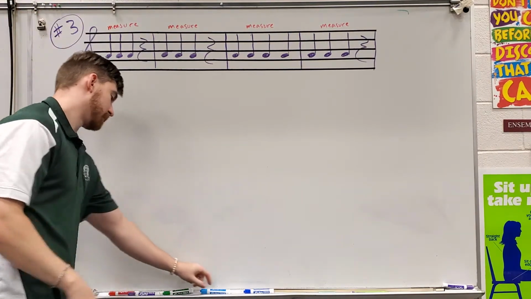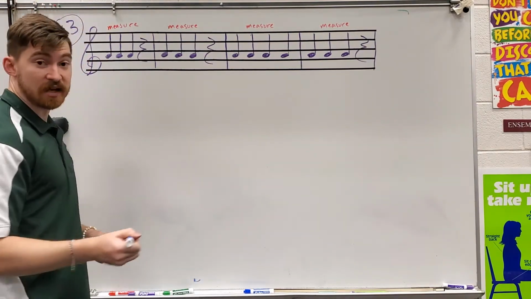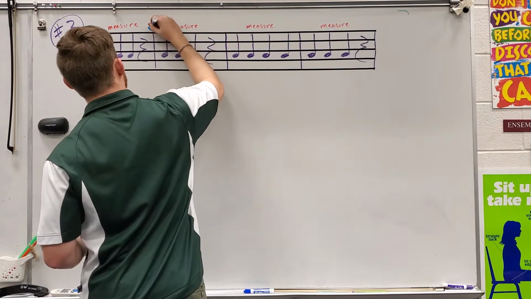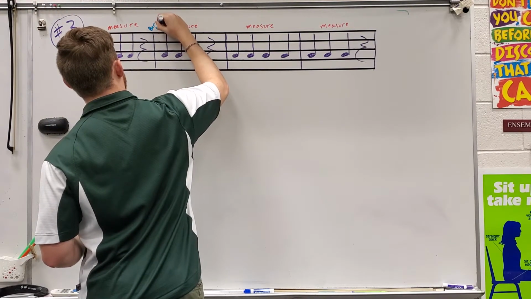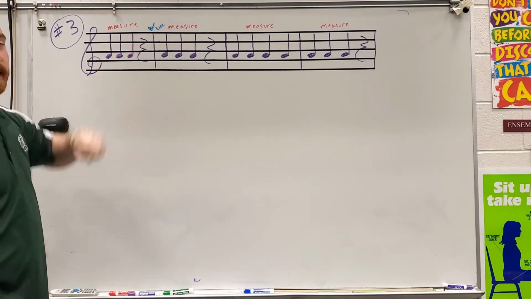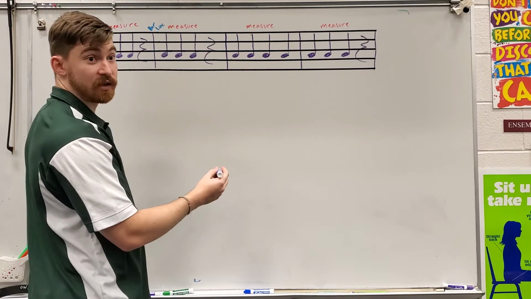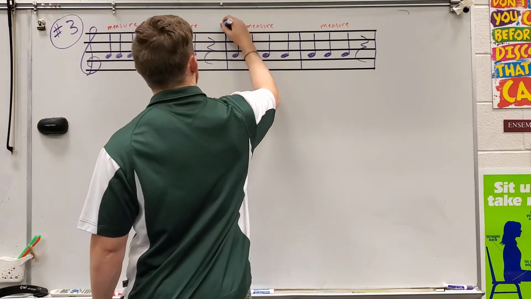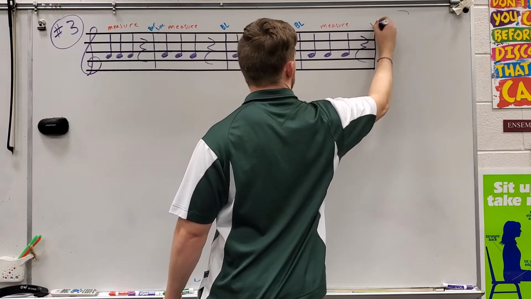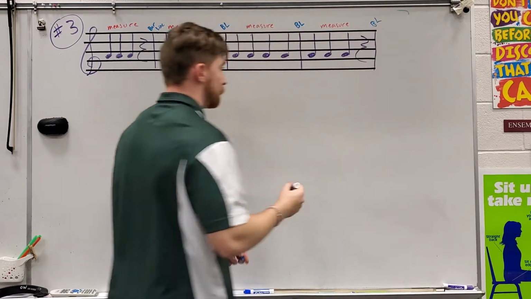Now, those vertical lines have a name as well. Those are called bar lines. B-A-R L-I-N-E. And over each vertical line, you should go ahead and write bar line. I'm going to abbreviate it and make it a little shorter. I'm going to go B-L, B-L, B-L.